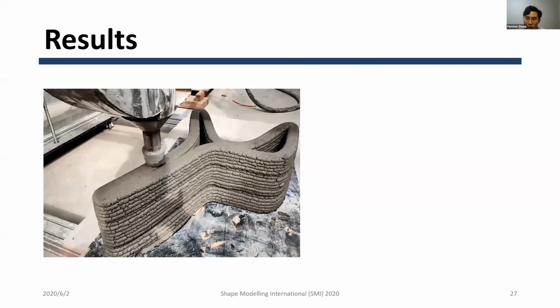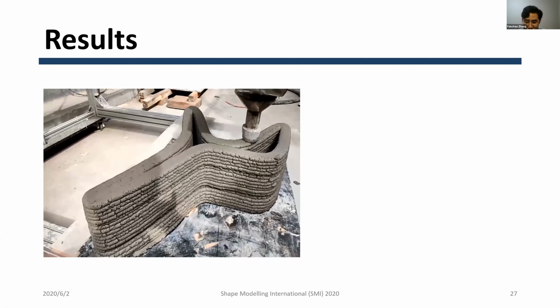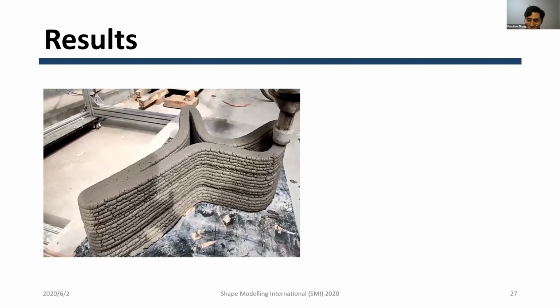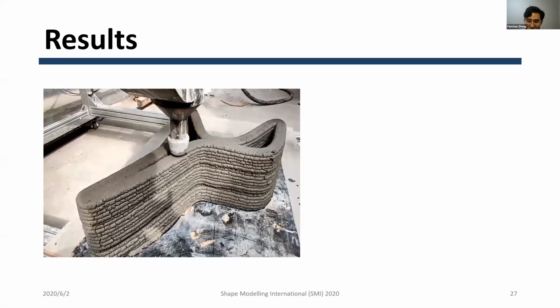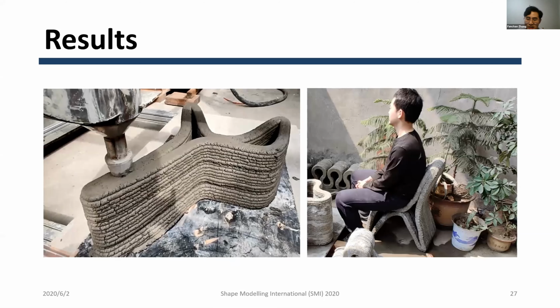In fact, more than just desktop printing, we can apply our framework to large-scale model printing, and some materials with similar properties to clay can also be used, such as cement. The picture shows the chair we fabricated with cement.